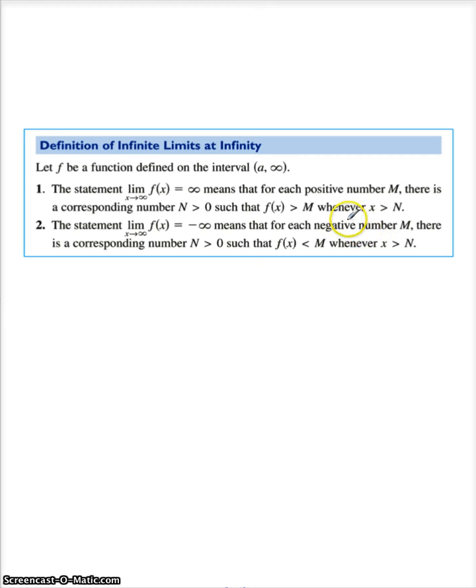Now, what do I mean when I say the limit as x goes to infinity of f of x is negative infinity? That just means there's a negative number m that corresponds to a number n, such that f of x is going to be smaller than m whenever n is less than x.